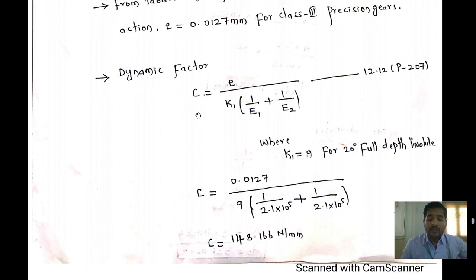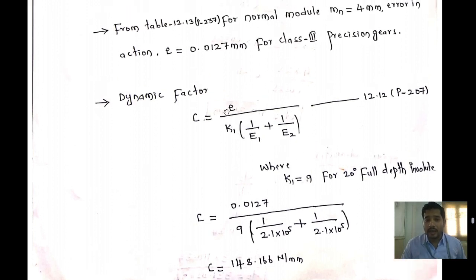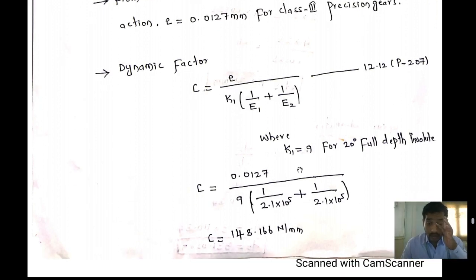For the dynamic factor we have the formula C = E / (K1 (1/E1 + 1/E2)). E1 is the modulus of elasticity of the pinion, E2 is the modulus of elasticity of the gear, E is the error, and K is the load factor. You have to refer to page number 207, table 12.12. For a 20 degree full depth involute profile we take K1 here, and the error is 0.0127, and K1 is given as 9.